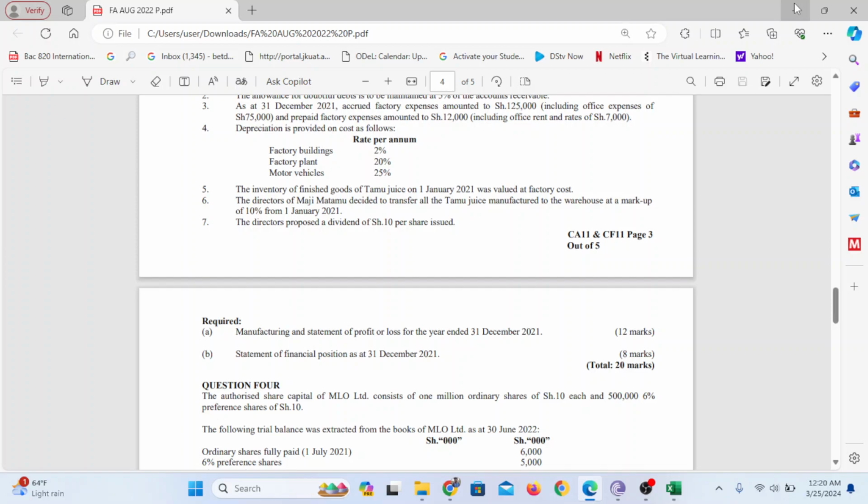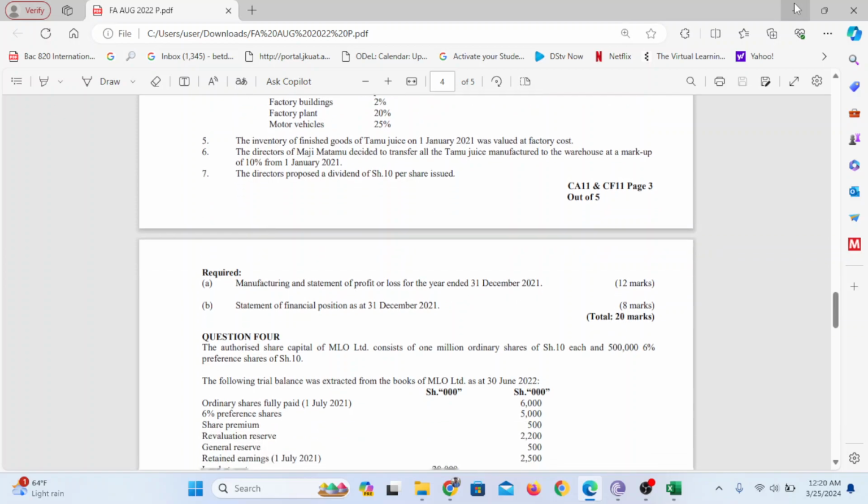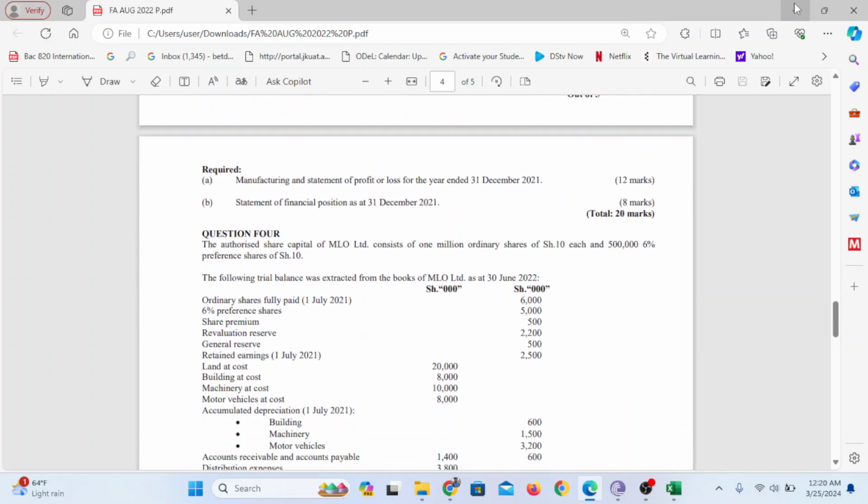The inventory of finished goods of Tamu juice on 1st January 2021 was valued at factory cost. The directors of Majimatamu decided to transfer all Tamu juice manufactured to the warehouse at a markup of 10%. The directors proposed a dividend of 10 shillings per share. So we're supposed to make a manufacturing statement and a statement of profit and loss.